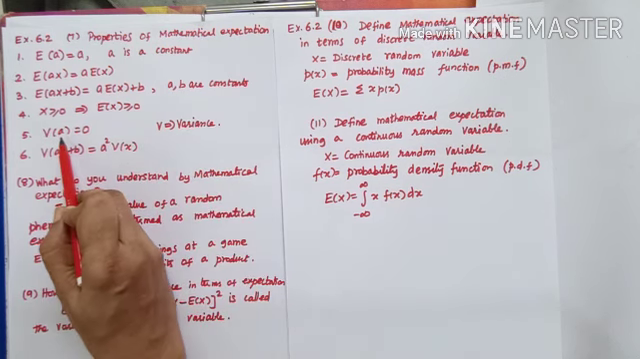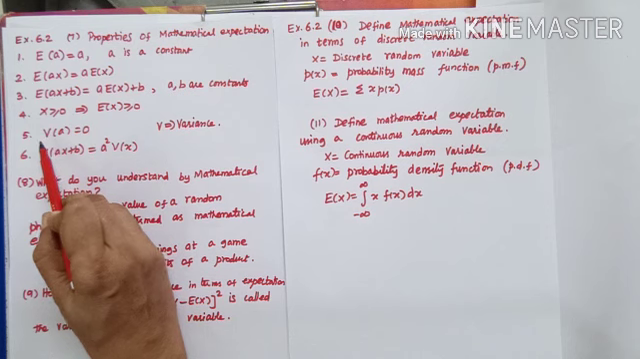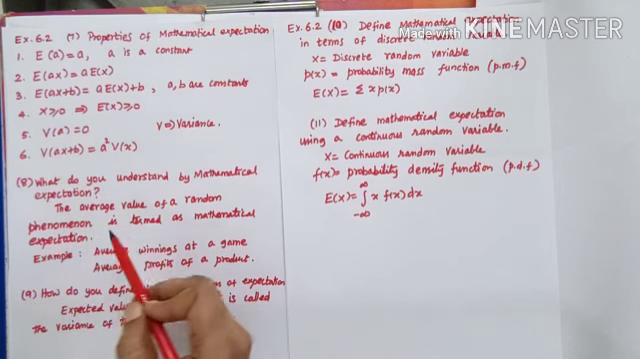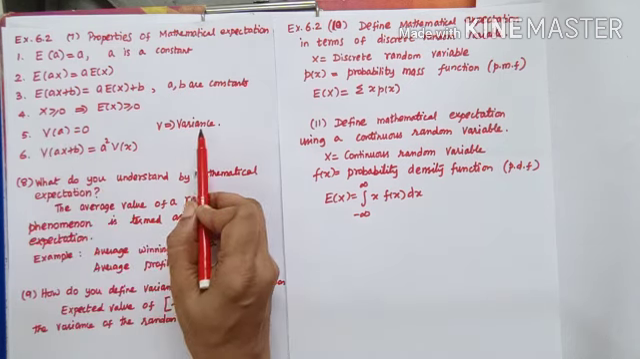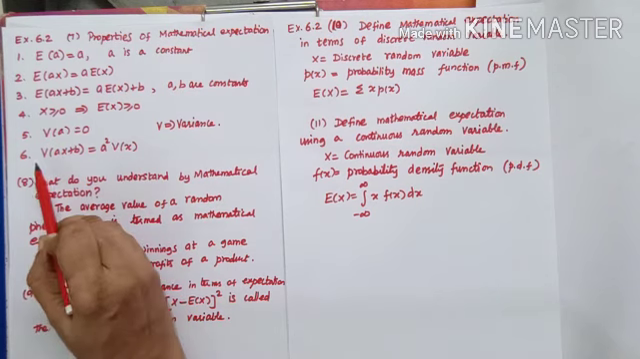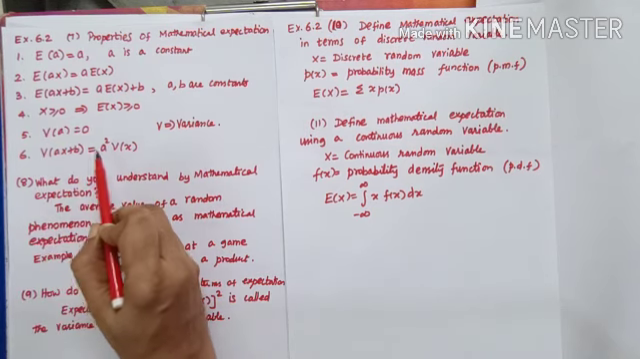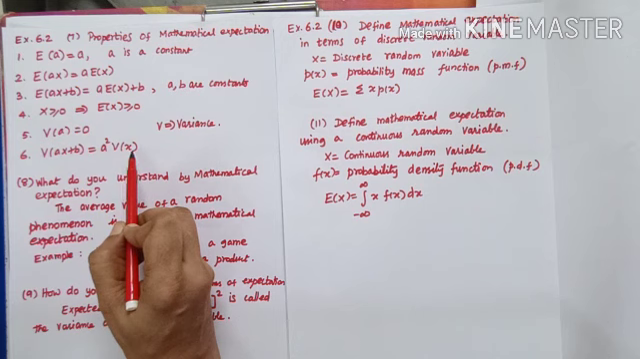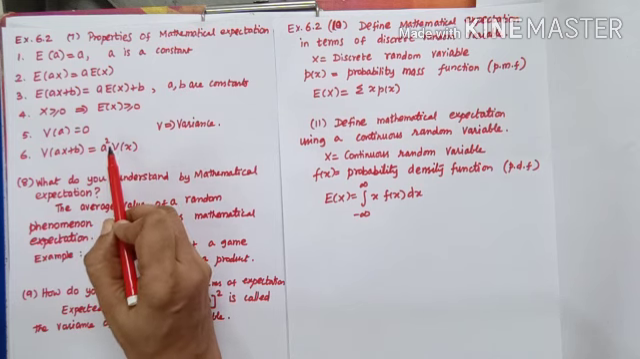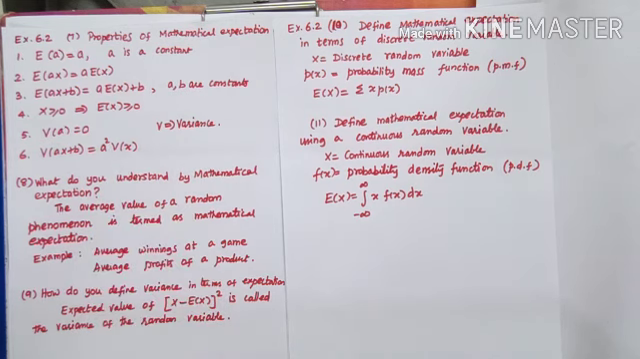Variance of a constant is 0. We denote V of a equals 0, where V stands for variance. Variance of ax plus b is a square times variance of x. This explanation is given in the previous class itself.